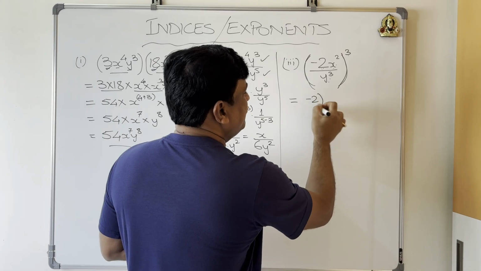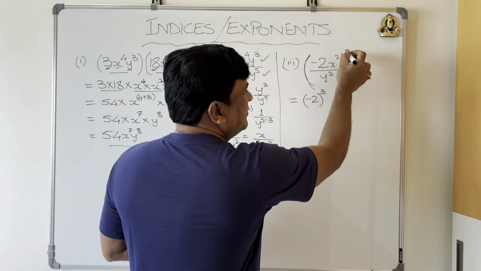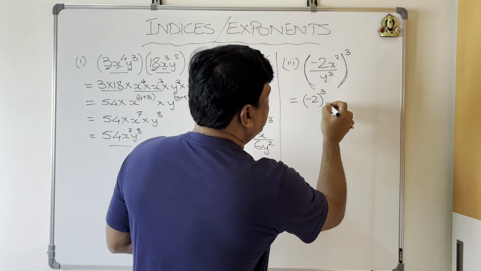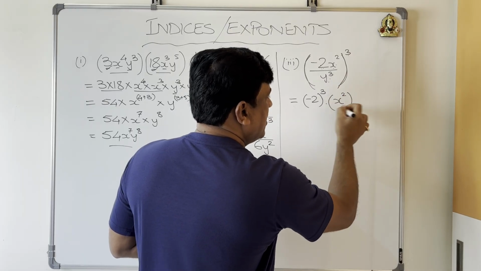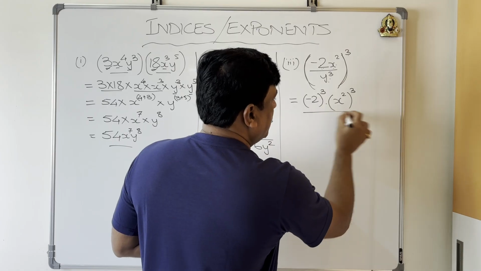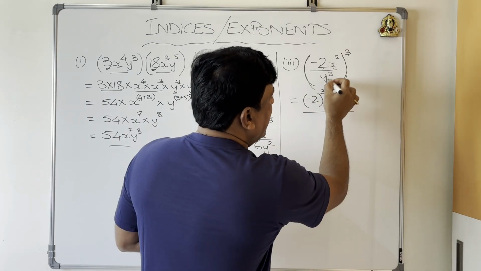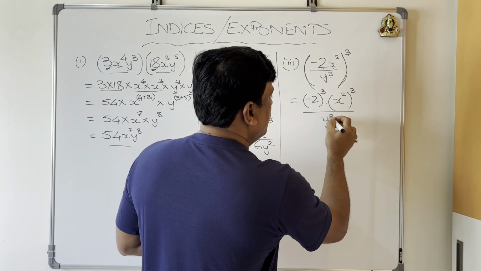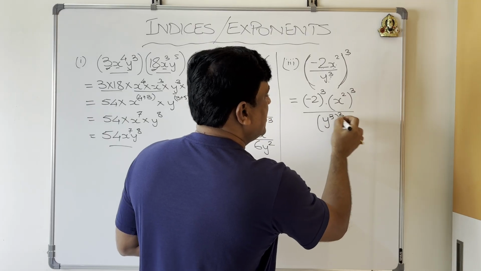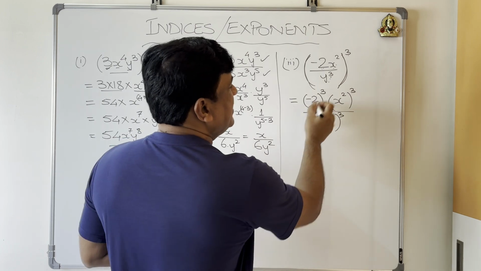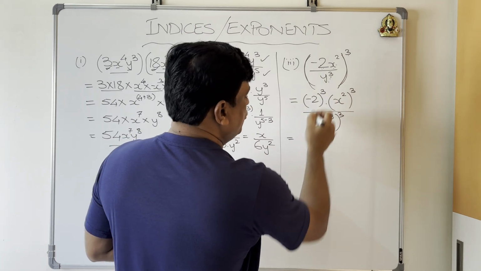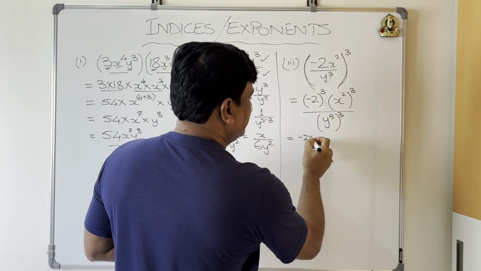It is (minus 2) to the power 3 because this 3 applies to minus 2. Similarly, this x to the power 2 is inside the bracket, so I'll apply the power 3 there also. And I have y cube. I'm going to put y cube whole to the power 3. Now look at it. Does it look simple? Now what can I do? Minus 2 to the power 3. Can I write it like this?